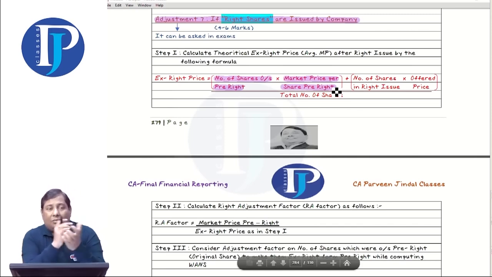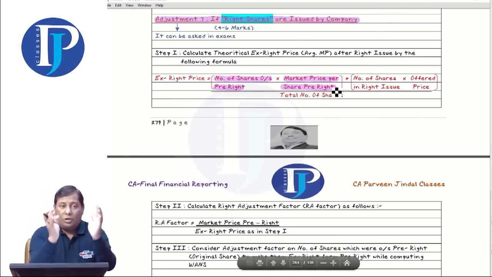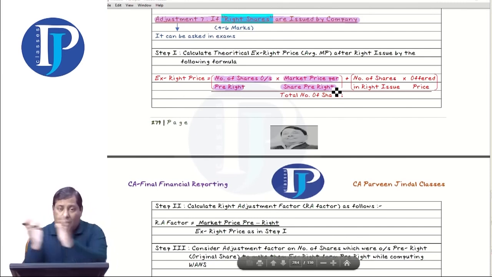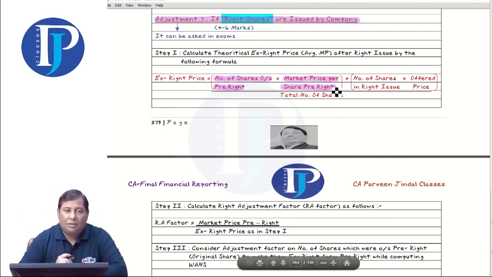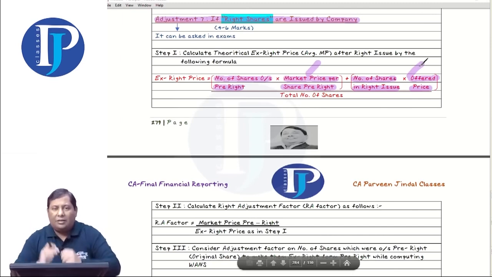So what are we doing now? We are looking at the wealth before the right issue. What was the shareholders' wealth before the right? Original number of shares into market price before the right. This will be total wealth before the right. Cheap shares will be added to this. Which ones? Right shares into right price, the shares we issued in the right issue and the offered price. These are expensive shares, these are cheaper shares. The average price will be reduced on clubbing them.